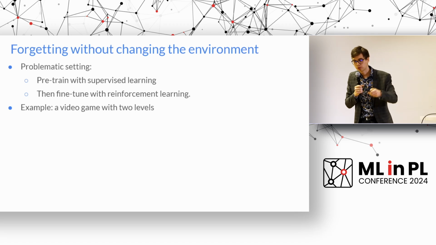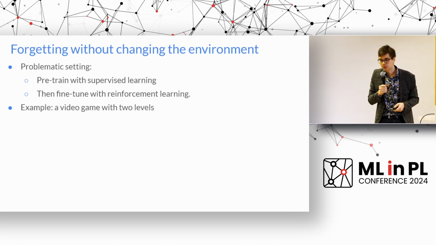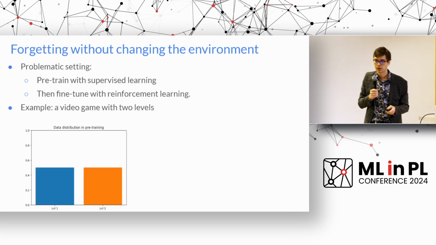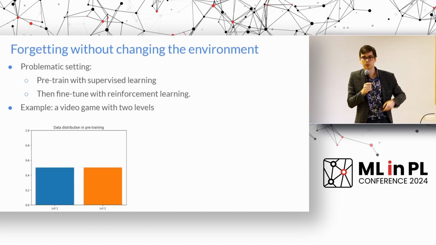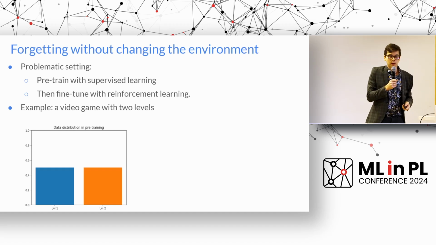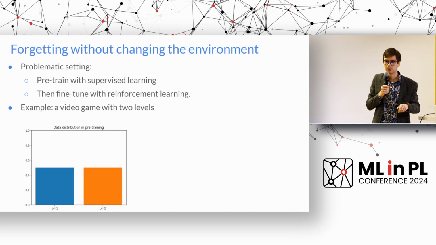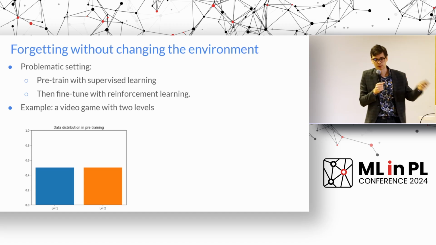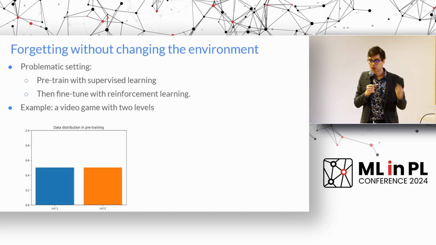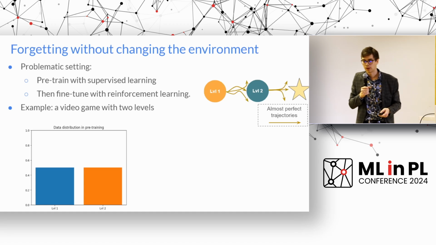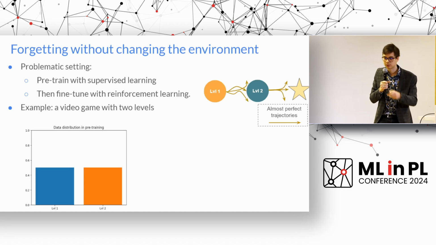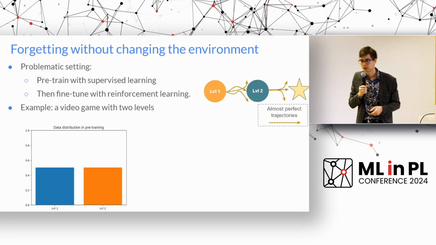So in order to understand this, let's imagine a video game that has two levels. And let's imagine that during the pre-training, we trained on a data set that had both of those levels in equal distribution, right? So basically 50-50, first level, second level. So we train on this distribution, and we get a model that behaves as in this cartoonish example.